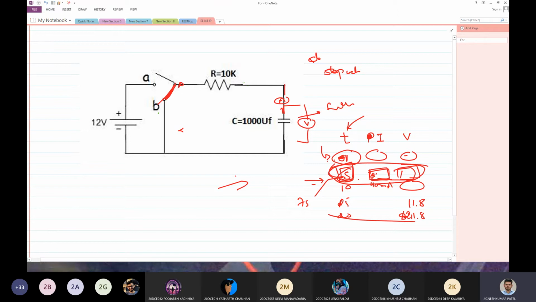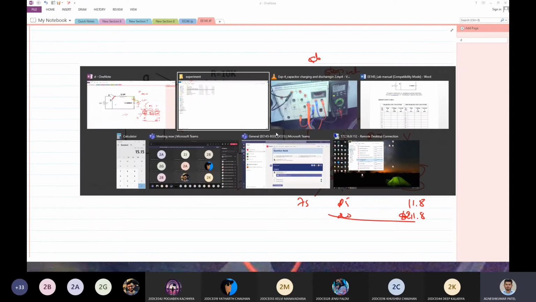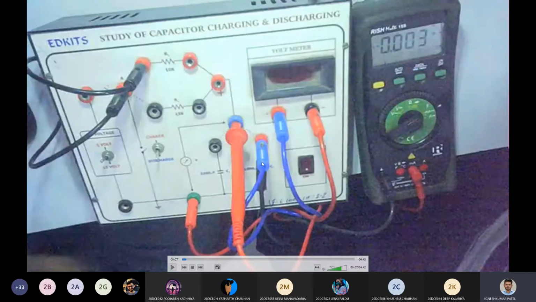So your ammeter will be connected over here like this. And on the same point I have connected my voltmeter like this. So don't get confused. The blue and black are on the same terminal. So this is the ammeter and this is my voltmeter. That's how I made the connection.